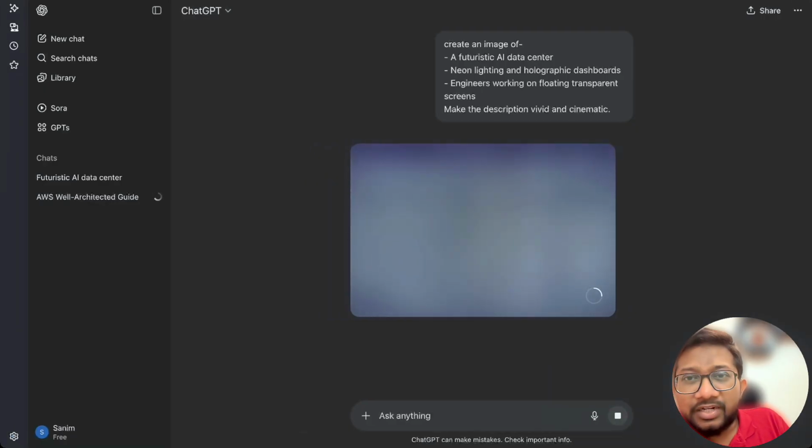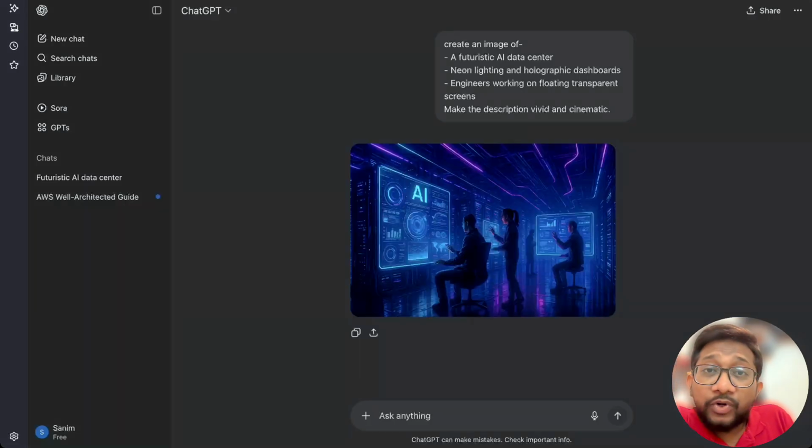The bad news, it took a really long time to generate. We are talking about several minutes for a single image. The image quality was impressive. You can see the neon lighting, the holographic elements, and it has that cinematic, futuristic feel I was looking for. My verdict, high quality creative output, but patience required for generation times.